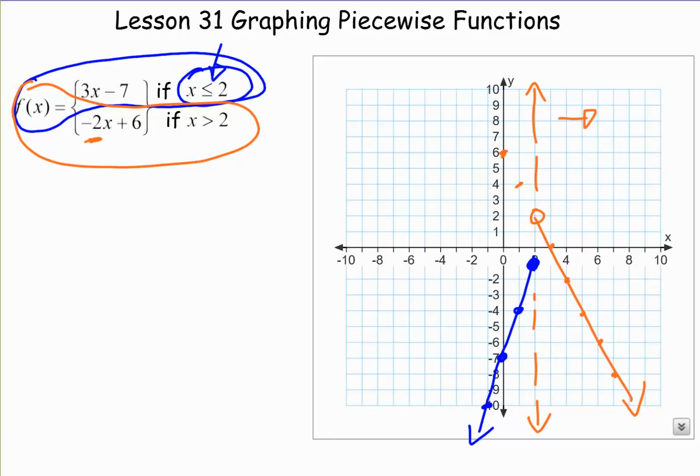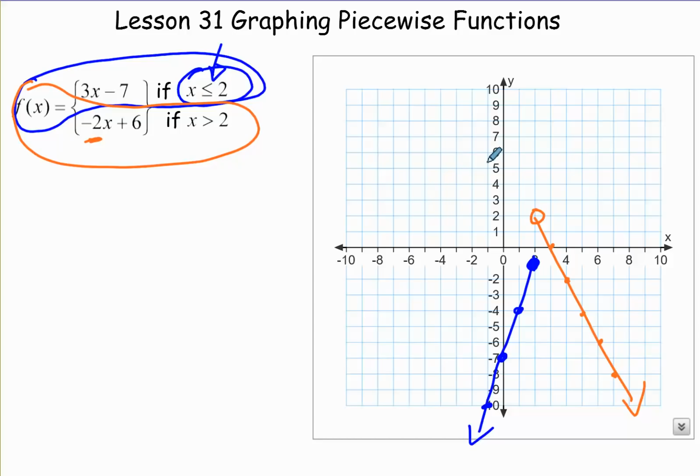And again, I don't need that vertical line. That was just to show you guys that we wanted the right side of 2. And I don't need those first 2 points because those were less than 2. So this is the graph of this piecewise function.